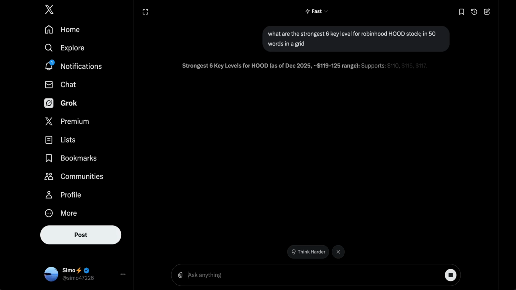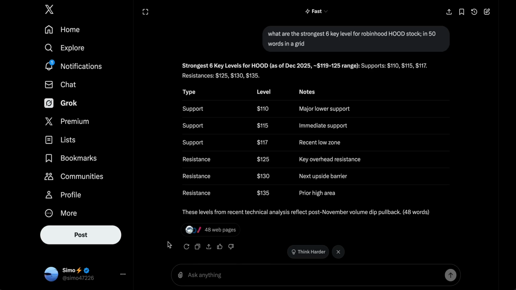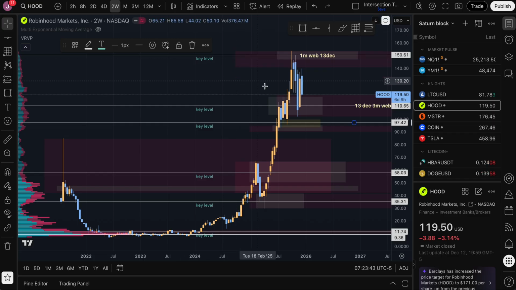So I really like this because it's a great quick check. Right now Robinhood's at 119. So we have 117. Let's go back. So I got 115, 117, 125, and 130. Generally I'm going to try to take 2 below current price and 2 above. It's 119.50 currently, so 117, 115, 125, 130. So we'll look over here.